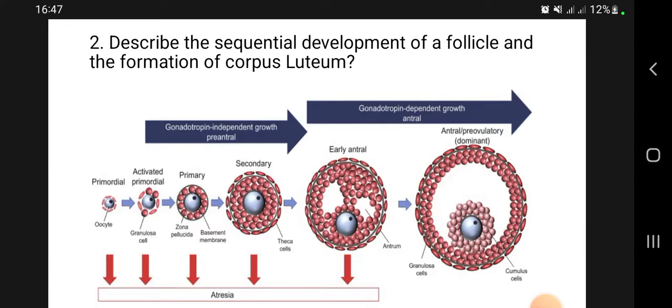However, if fertilization does not occur, the corpus luteum is going to degenerate into the corpus albicans, and the hormone levels of progesterone will reduce, and that is going to lead to menstruation.